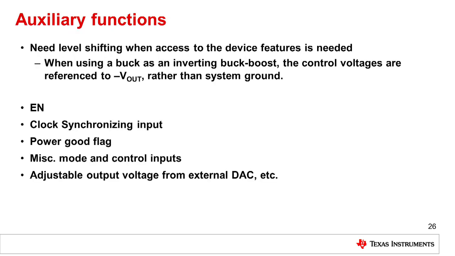All right, let's take a look at the auxiliary functions. Since the ground of the buck now becomes the negative output voltage, we're going to need some kind of level shifting if we want to access some of these features of the buck regulator, which are all referenced to the buck regulator ground itself. So we'll take a look at enable, clock sync, power good, miscellaneous controls, and we'll take a look at adjustable output voltage.